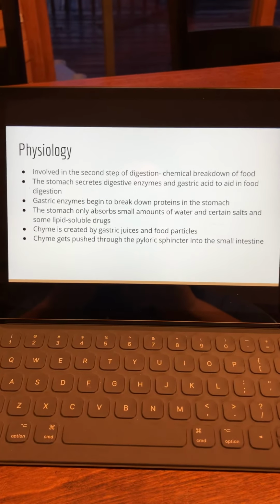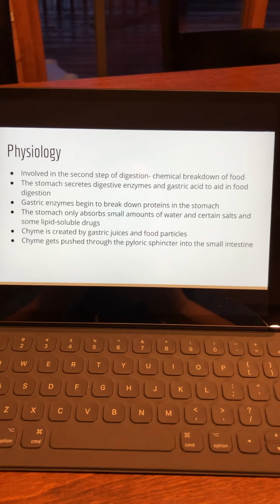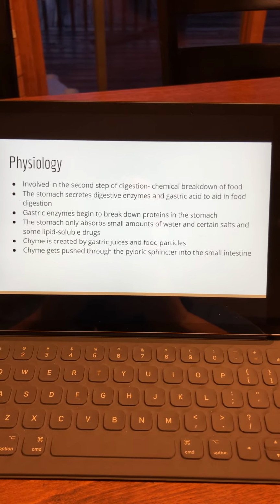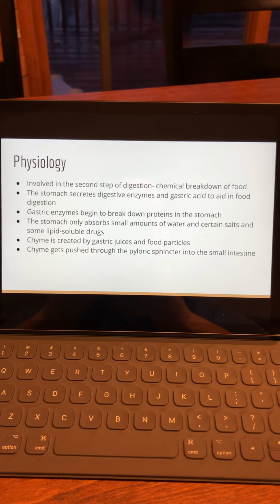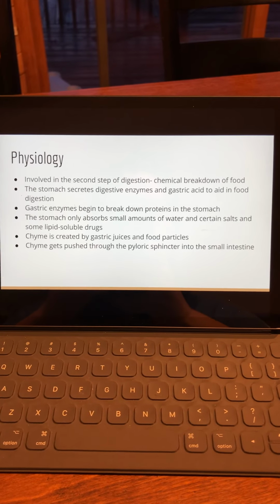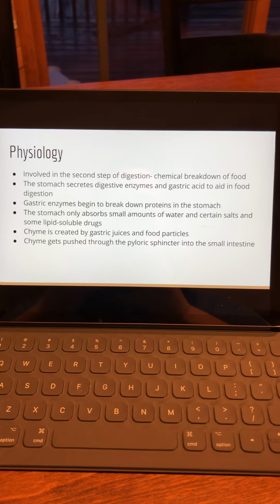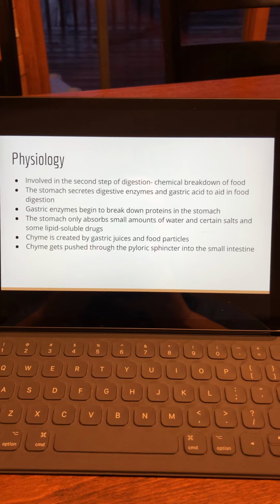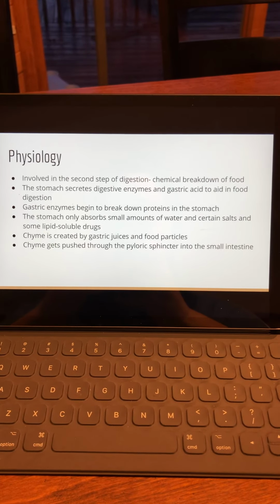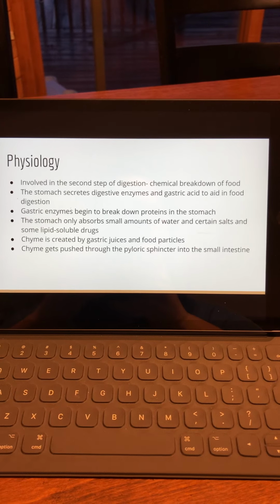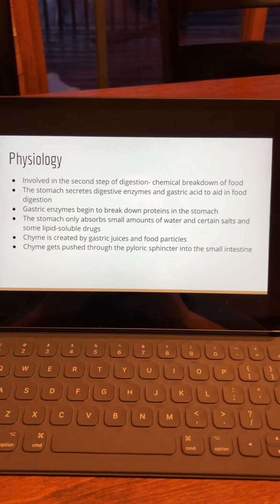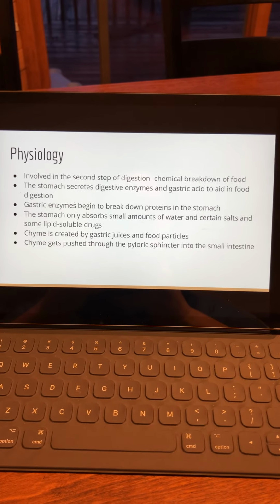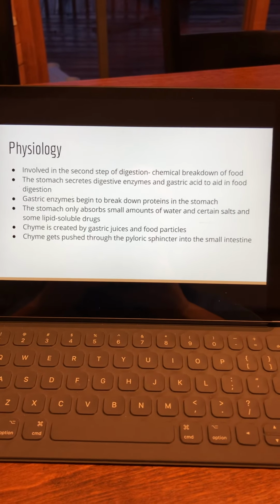Some physiology. The stomach is involved in the second step of digestion, which is the chemical breakdown of food. It's the beginning of the chemical breakdown, and the stomach secretes digestive enzymes and gastric acid to aid in food digestion. And those gastric enzymes begin to break down proteins. The stomach doesn't really absorb anything. The only things it absorbs are small amounts of water, some salts, and some drugs. And then in the stomach, chyme is created by the gastric juices and food particles, and this chyme is what gets pushed through the pyloric sphincter into the small intestine.